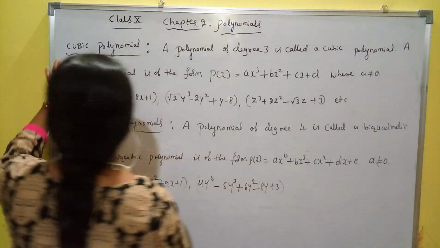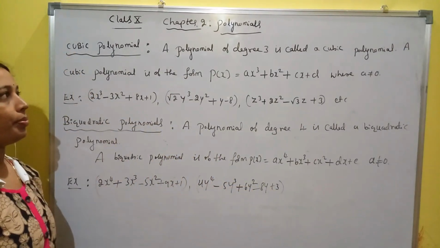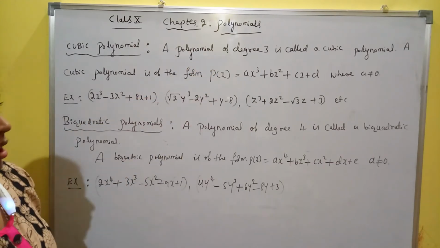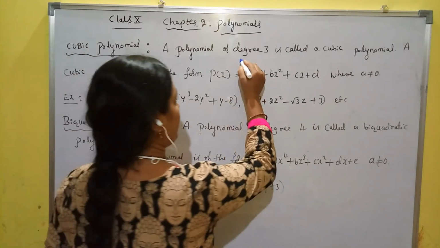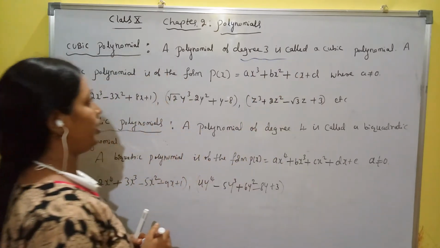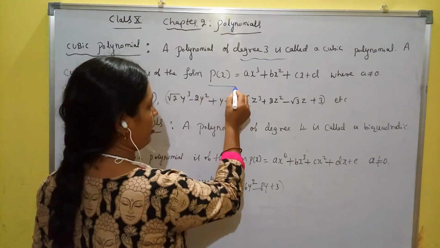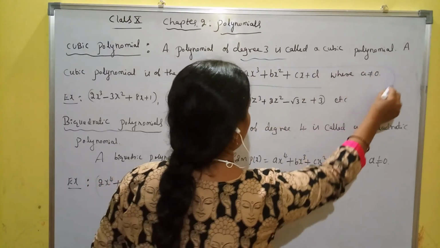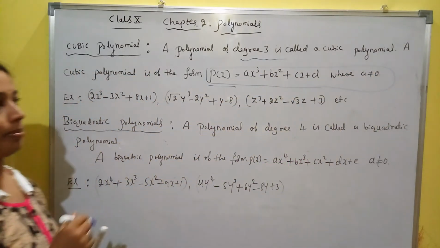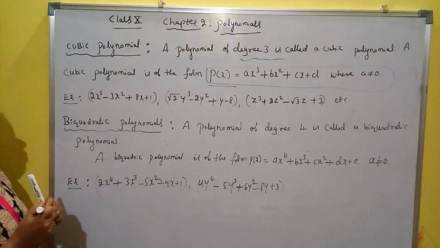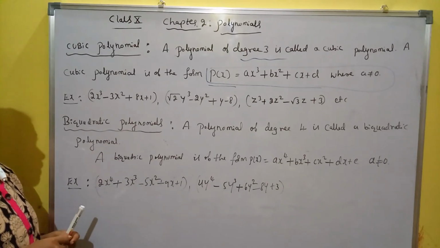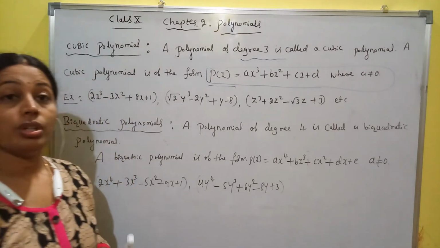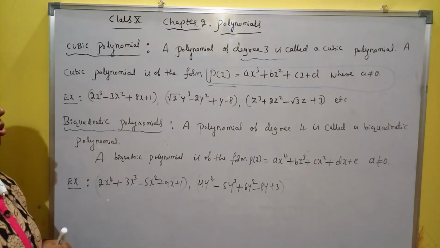Okay, the next concept, cubic polynomial. What do you mean by cubic polynomial? A polynomial of degree 3 is called a cubic polynomial. What is the general form of the cubic polynomial? p(x) = ax³ + bx² + cx + d, where a does not equal 0. That is the general form of a cubic polynomial.